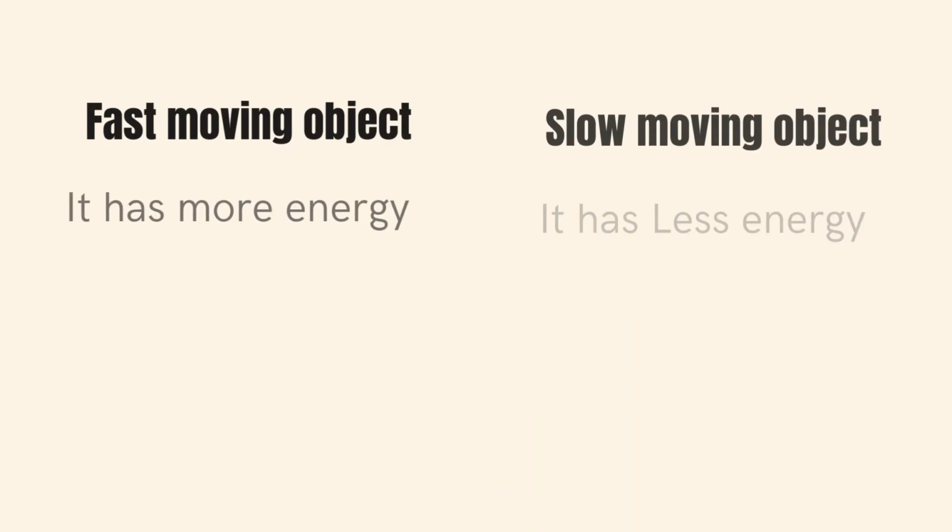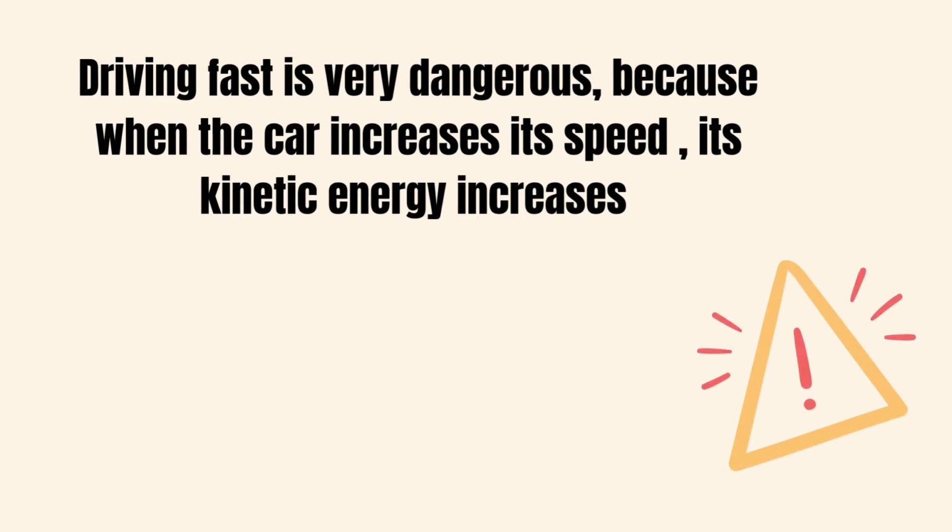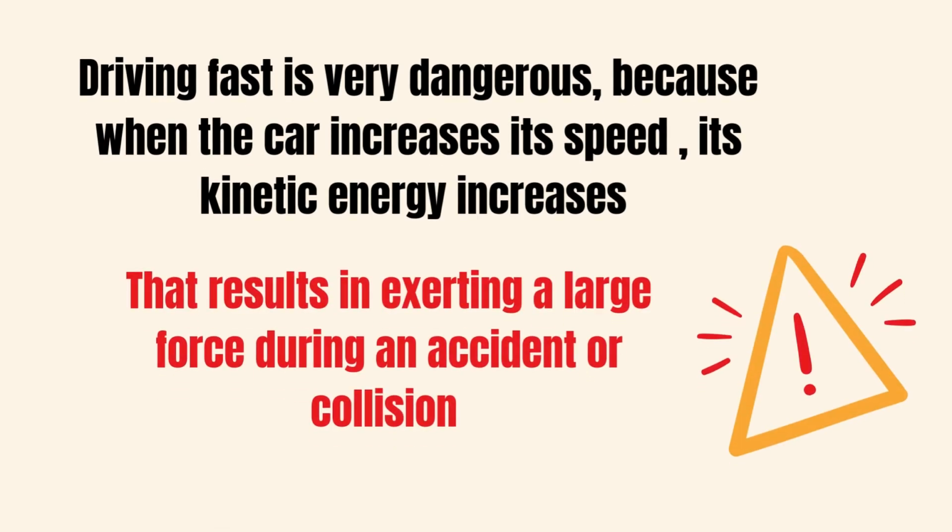If there is a fast moving object, it has more energy, so it applies more force, and this force causes big damage. And if there is a slow moving object, what happens? It has less energy, it applies less force, so the force causes less damage, okay? And this is why driving fast is very dangerous, because when the car increases its speed, the kinetic energy increases, and this causes more damage in the collision.